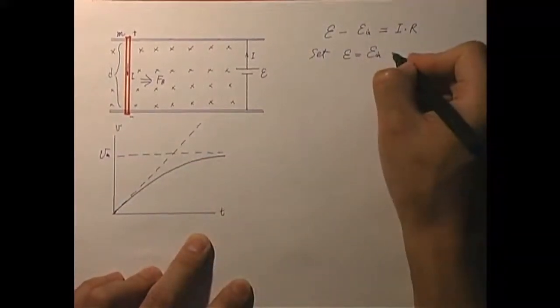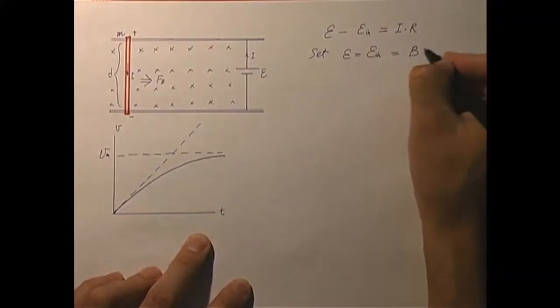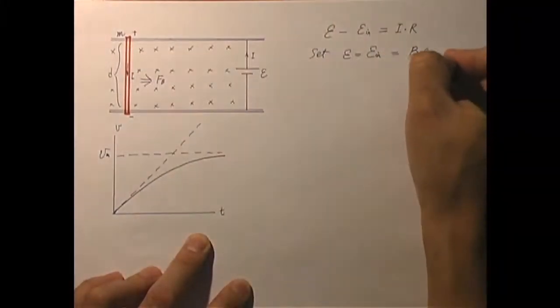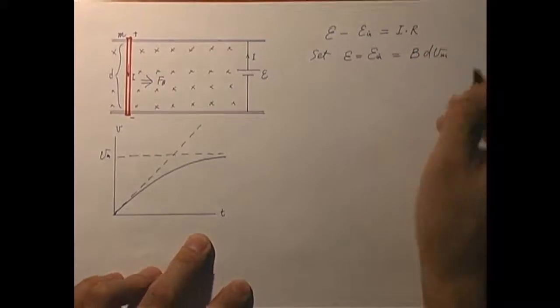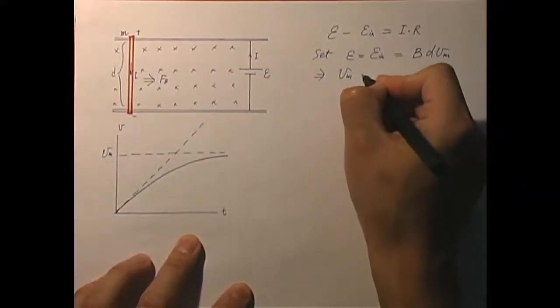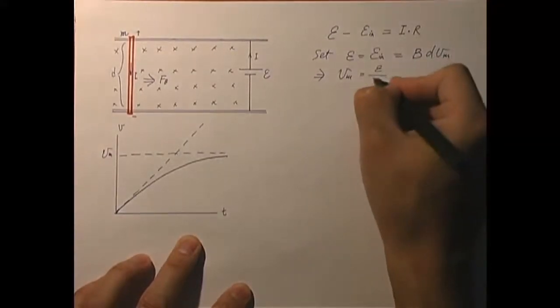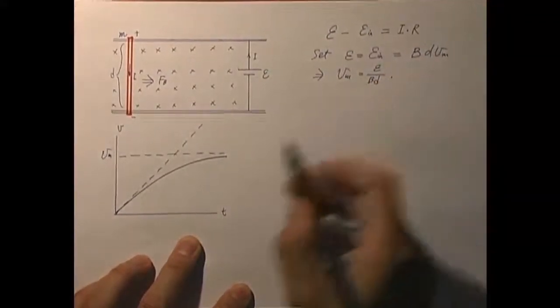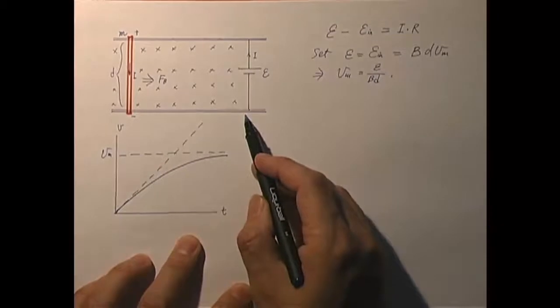Okay, epsilon induced is B L V. L is D in our case. B D V, where V is V maximum. Okay, so this tells us that V maximum equals epsilon over BD. Before we do any serious calculation, we already know what kind of final speed it is going to reach.